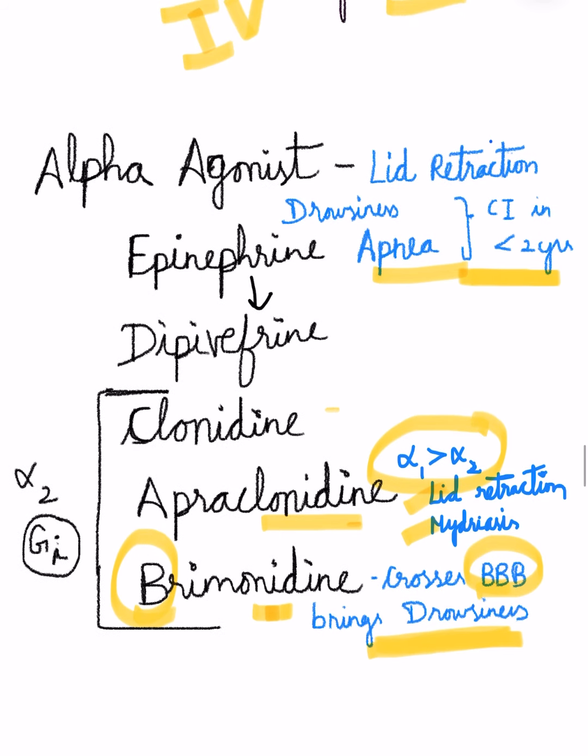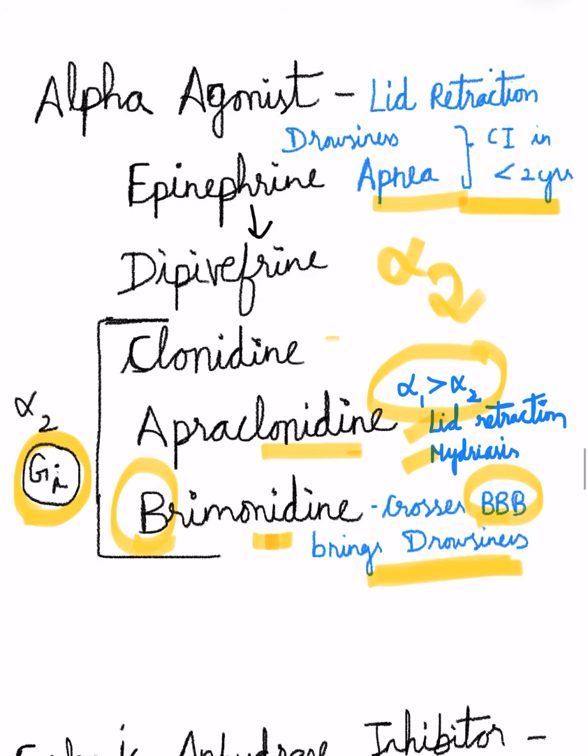This alpha 2 receptor is an autoinhibitory receptor because it is a G protein coupled Gi receptor. When alpha 2 gets stimulated, it auto inhibits itself. So the alpha 2 receptor agonists are clonidine, apraclonidine and brimonidine. And these are the side effects concerned with the alpha agonists.